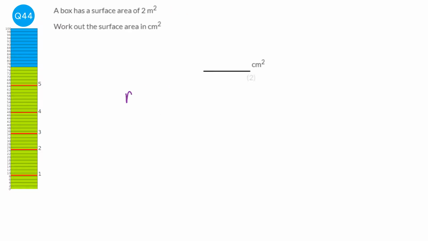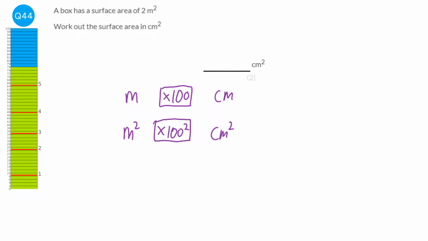To go from meters to centimeters, we obviously times by 100. But to go from meters squared to centimeters squared, we times by 100 per dimension. Now, whenever we talk about things in meters squared, we're talking about areas which have 2 dimensions. So we times it by 100 squared. So when we've got 2 meters squared here, we times by 100 squared to get it into centimeters squared. So that's going to be 20,000.